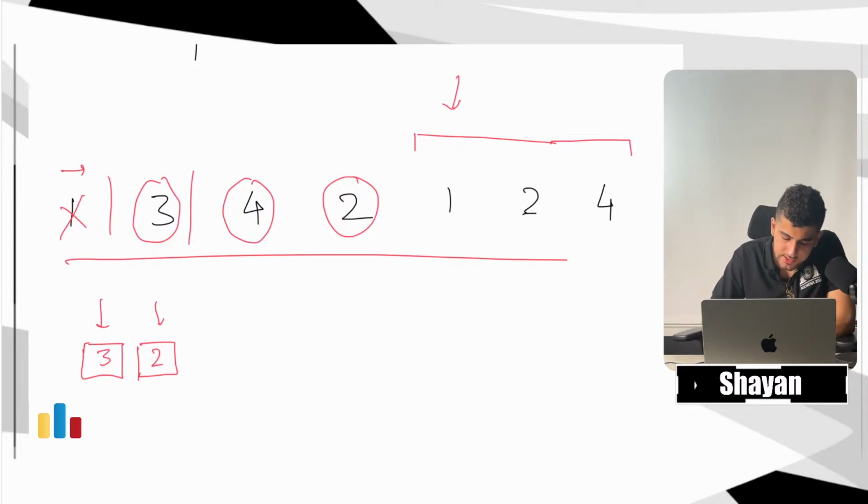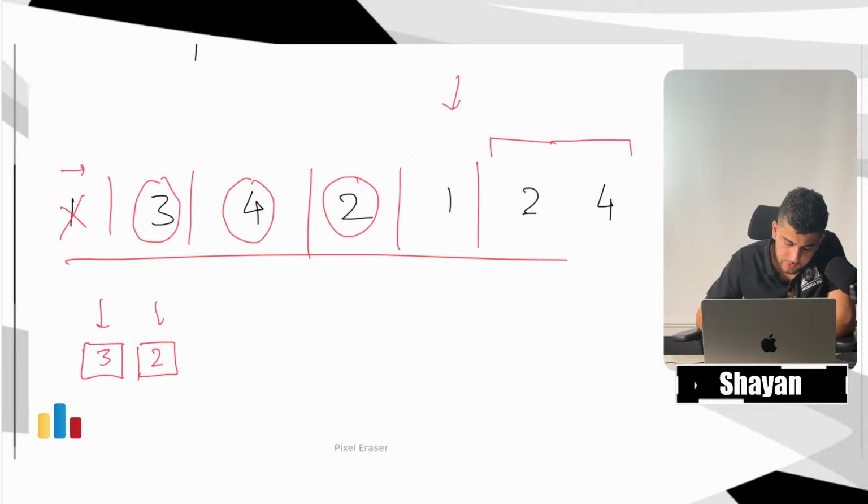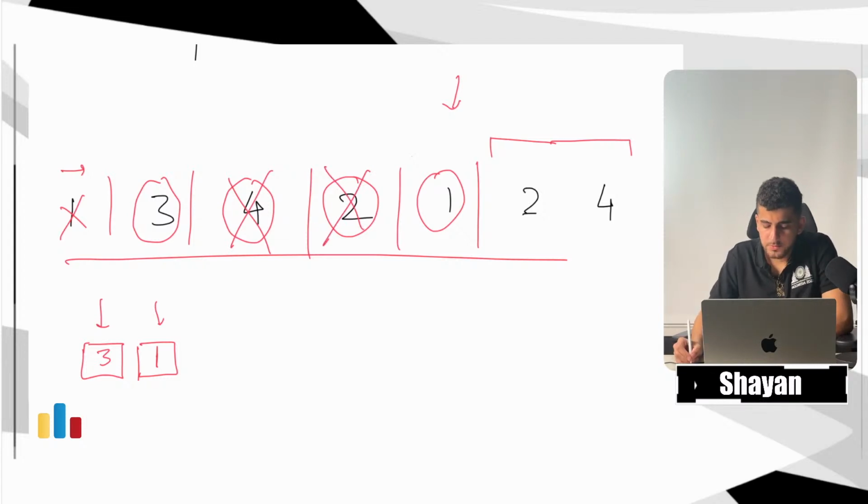Then I see this 1. Again, I see that this 1 is better than that 2. And I see that I have another 2 in the future, so I do not need to worry about removing my current 2. So I can remove my current 2 and add a 1 here. As you see, so far this 4 is removed, this 2 is also removed.